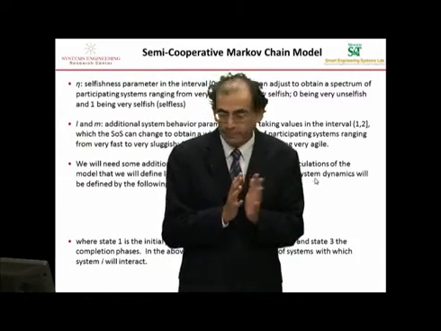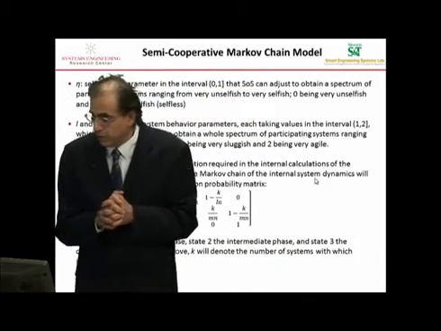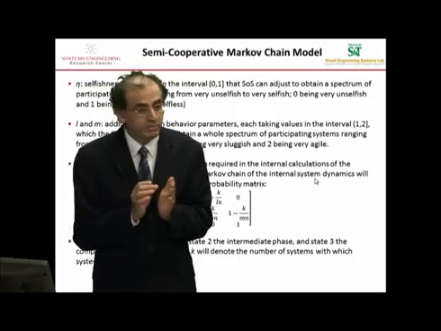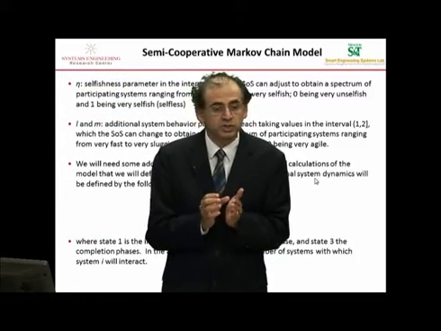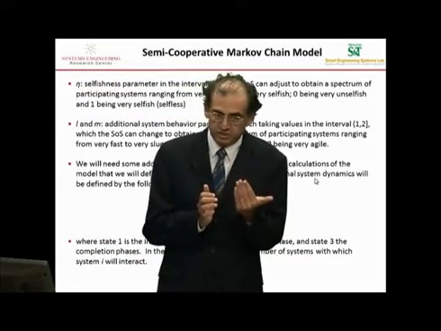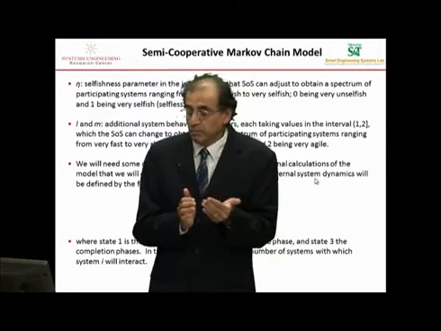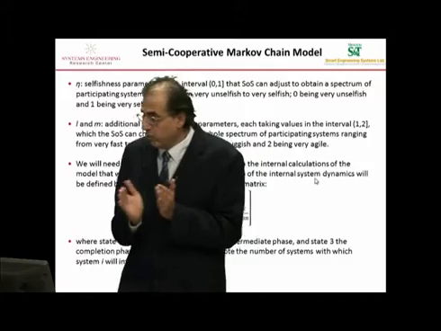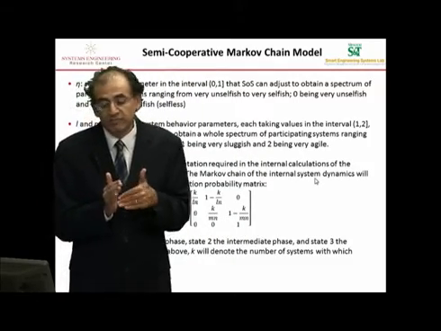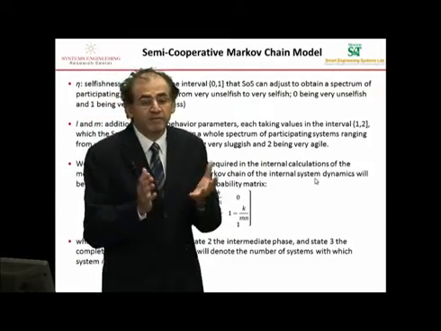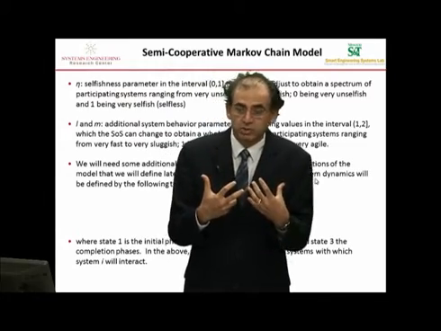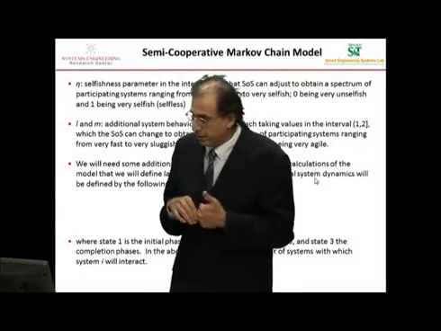Of course, it's an interval, and it can never really be 0, but it can be very close to 0. When it's very close to 0, it means we have a very unselfish system, a system that will require very little money. The budget will be very small. On the other hand, 1 is essentially a system that's very selfish, and it will try and extract as much money as possible from the system of systems, okay?